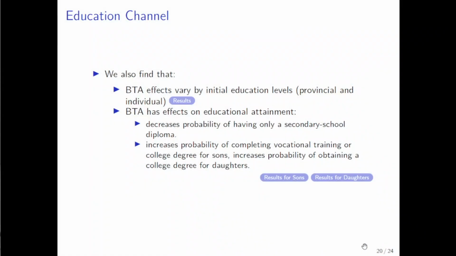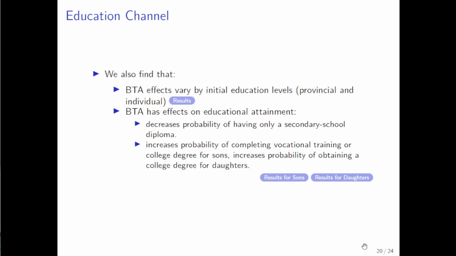We also look at initial educational levels. We find BTA effects vary by initial educational levels, both provincial and individual. Higher education, at provincial and individual levels, leads to more mobility as a result of the BTA. We have a bunch of regressions in the paper; I won't go through them. BTA also has effects on educational attainment: it decreases the probability of having only a secondary school diploma, but increases the probability of college and vocational training for sons, and college training for daughters.